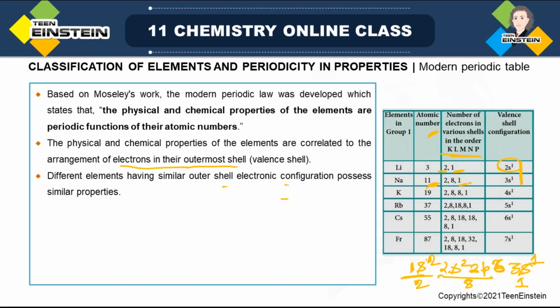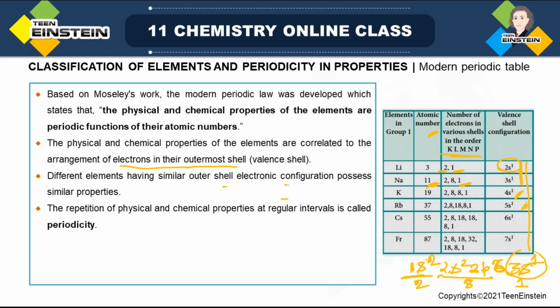But what is the important observation? We are interested only in this part, 3s1. Similarly, if you do it for the other elements, you will see the outermost electronic configuration is like this. So there is a similarity in the valence shell EC. That is why they are in the same group. The repetition of physical and chemical properties at regular intervals, that is actually the periodicity.